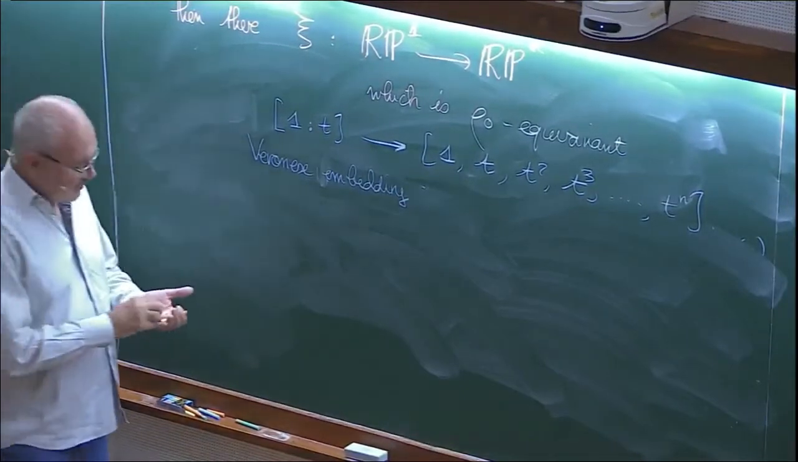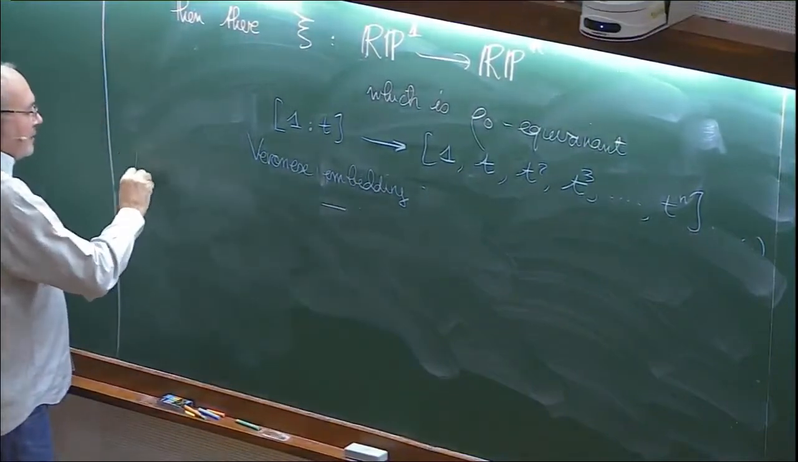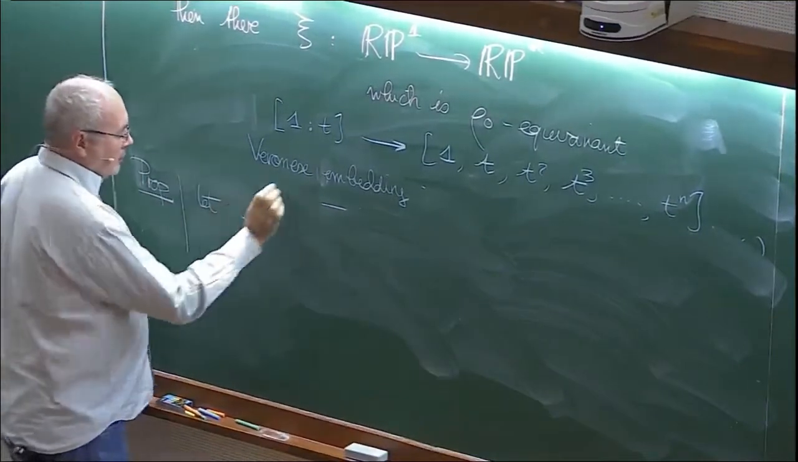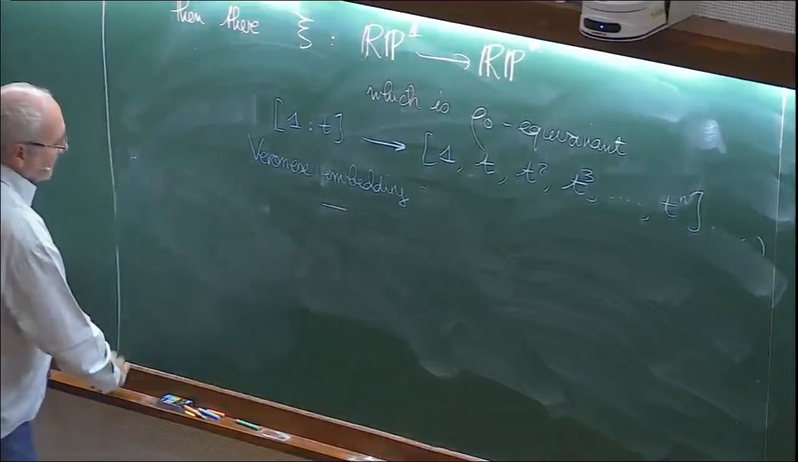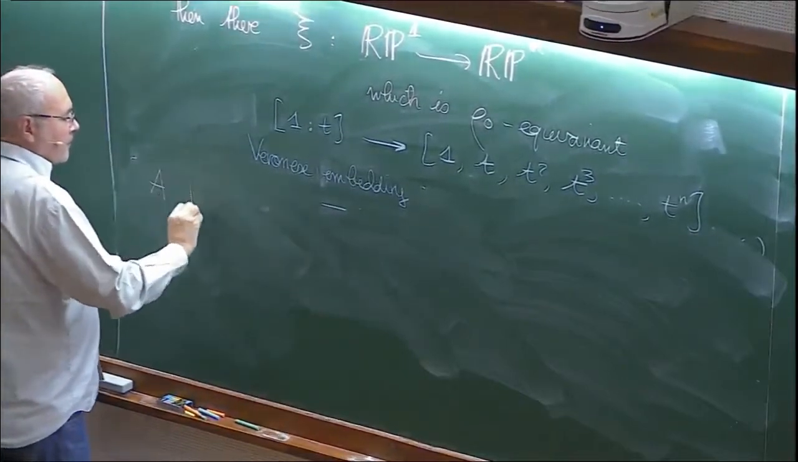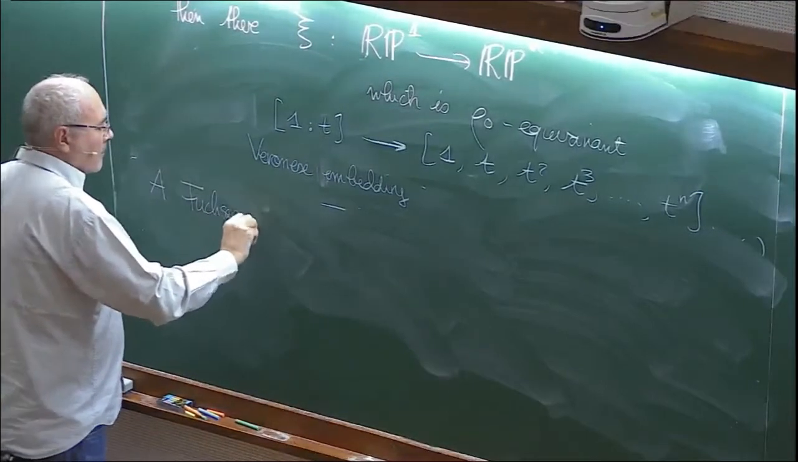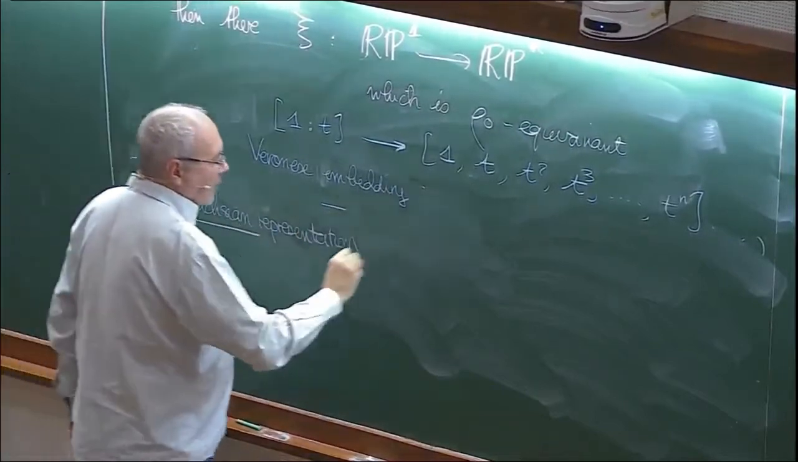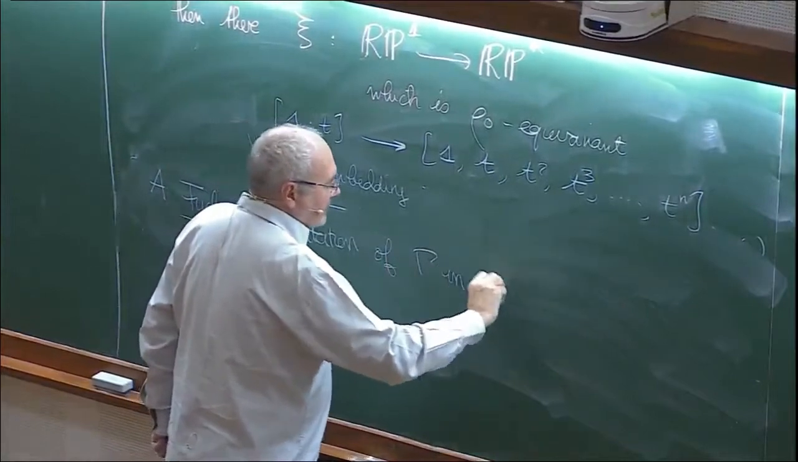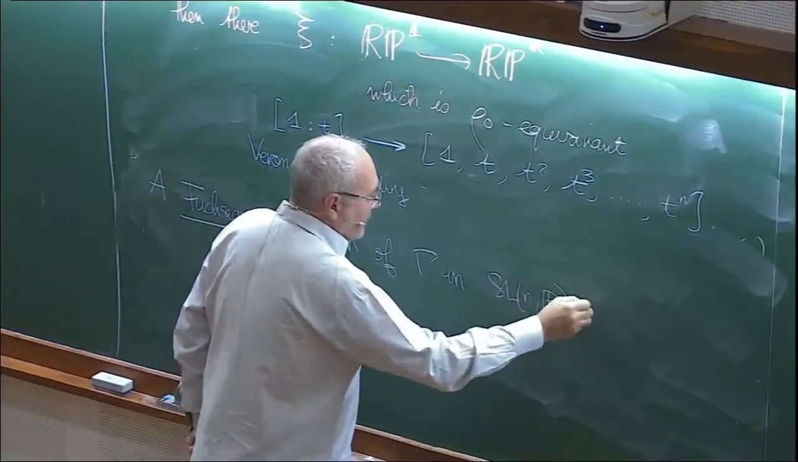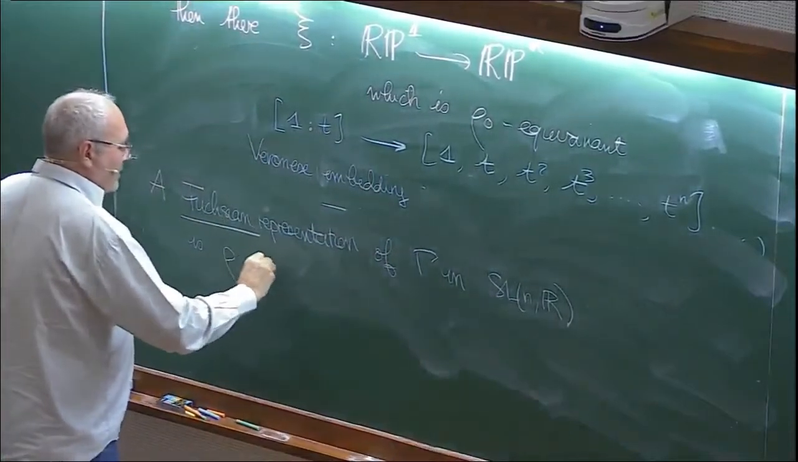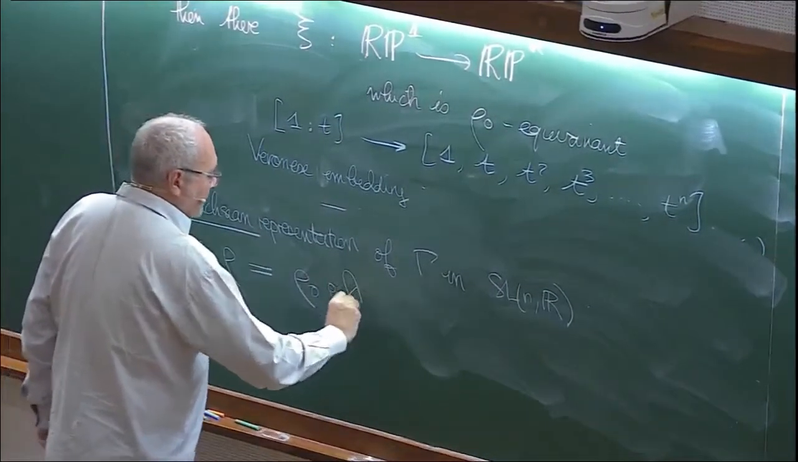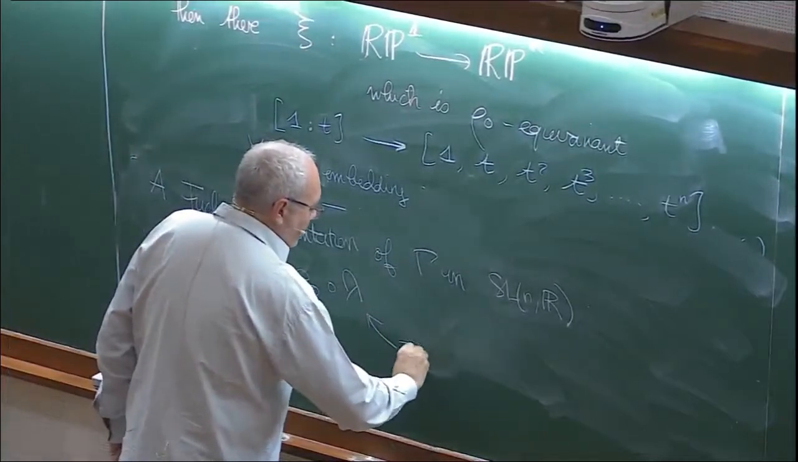So now let's explain that. So now the goal is to explain that. So we have the following proposition. Let rho, so let's start with the definition. A functional representation of gamma in SL_n(R) is a representation rho which can be written as rho_0 composed with lambda, and here this is a functional representation in SL_2.